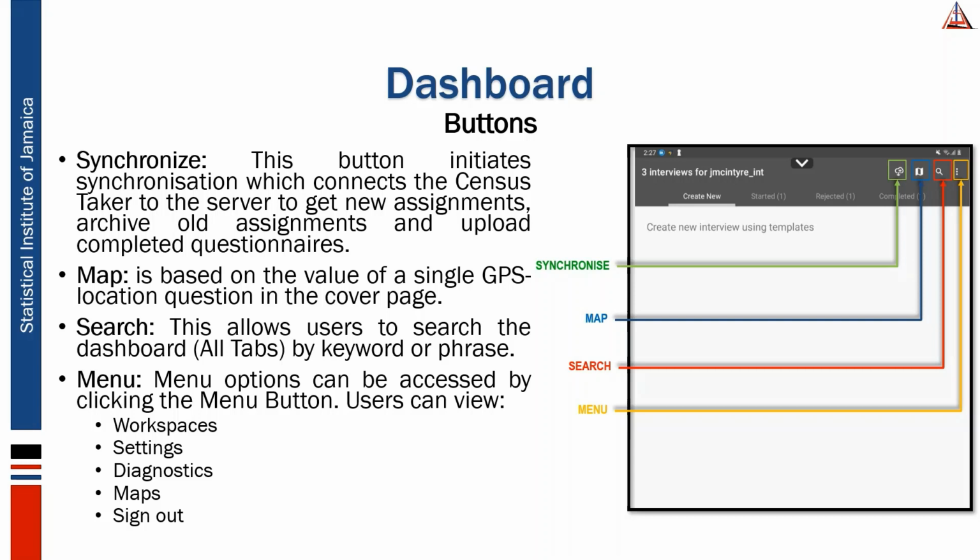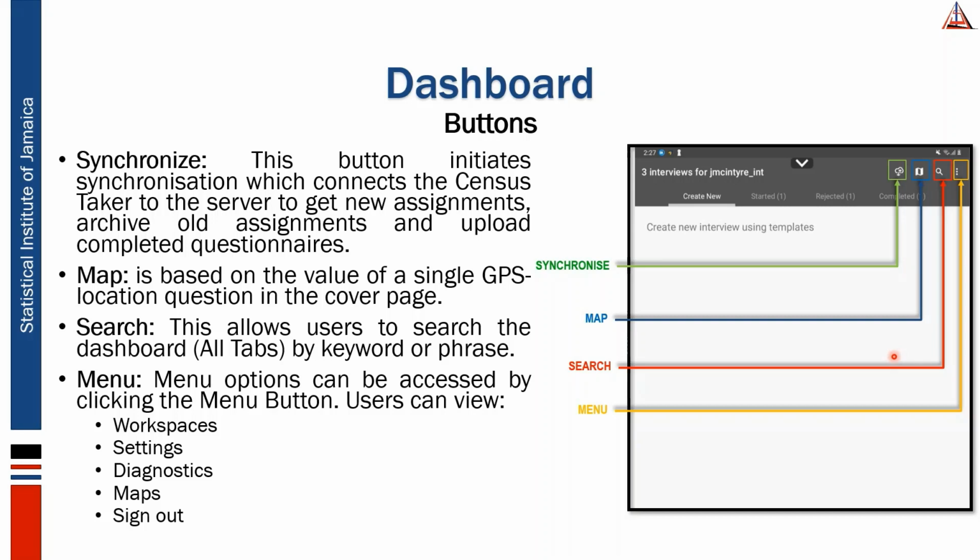The dashboard has several buttons. First one highlighted in green is Synchronize. This button indicates synchronization, which connects the census taker to the server to get new assignments, archive old assignments, and upload completed questionnaires. Map, which is highlighted in blue.